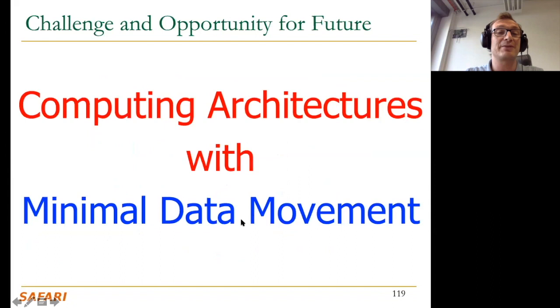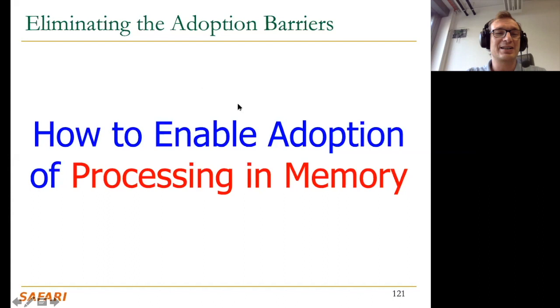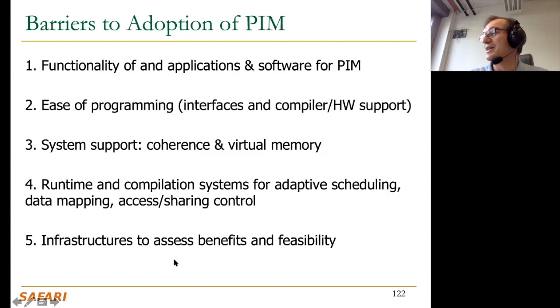And this is where things become really important, I think. And adoption clearly is difficult when you change the paradigm. Whenever I think of adoption issues, I list them. And these are five adoption issues that I believe are really critical. Some of them actually have multiple points in them, as you can see. It's not just a single point, like runtime, compilation, adaptive scheduling, data mapping, access control. All of them are bundled together over here.